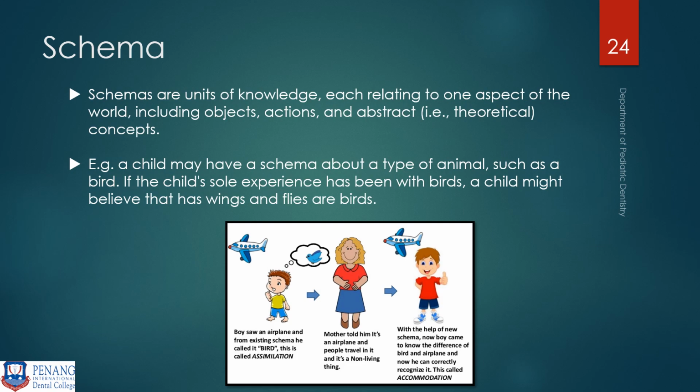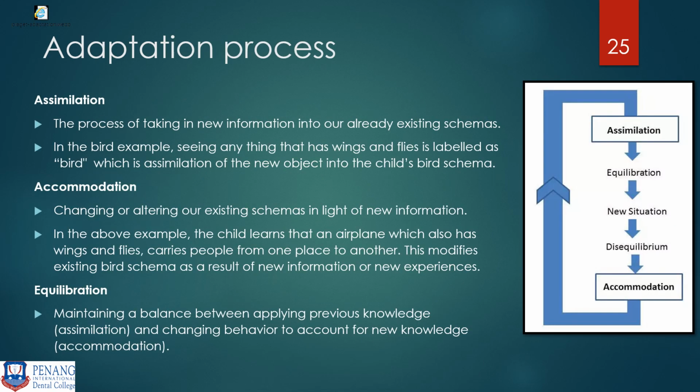So let's look at this, and this process is called adaptation. So what is the adaptation process? It is basically a cycle of assimilation, accommodation, and equilibration. So assimilation means the process of taking in new information into our existing schema, right? So what it basically means, in the bird example that we saw in the last slide, is that the child has already developed the schema of bird.